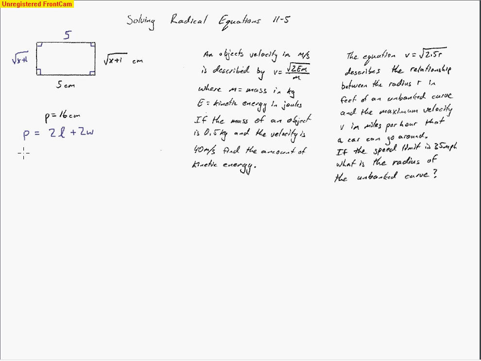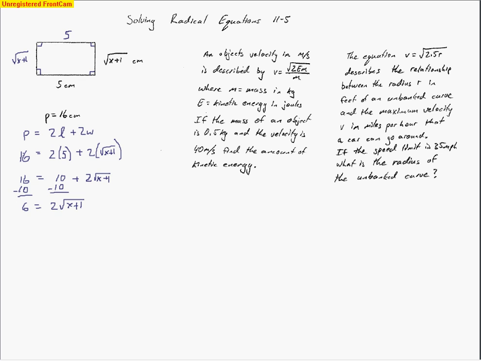So we'll substitute some numbers in that we know. 16 is the perimeter. This all equals double the length, which is 5, plus double the width, which is the square root of x plus 1. So we do some more work inside the right-hand side of the expression. We've got 2 times 5 is 10, plus 2 times the square root of x plus 1. We subtract that 10 from both sides, and we're left with 6 equals 2 times the square root of x plus 1.